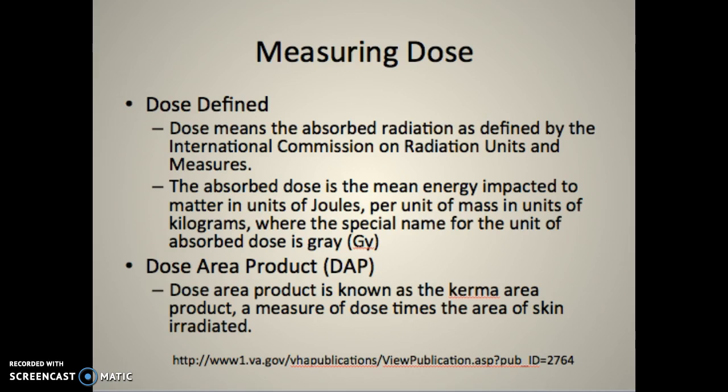Okay, so the absorbed dose is the mean energy imparted to matter in units of joules per unit of mass in units of kilograms, where the special name for this unit is absorbed dose, and we call that the gray, or the RAD, right? Dose area product, so DAP, you're going to be seeing that come through here and there, so I wanted you to know what it was. Dose area product is known as the kerma area product, a measure of dose times the area of skin irradiated. So that's the dose area product: how much, and what is the area that we've covered.